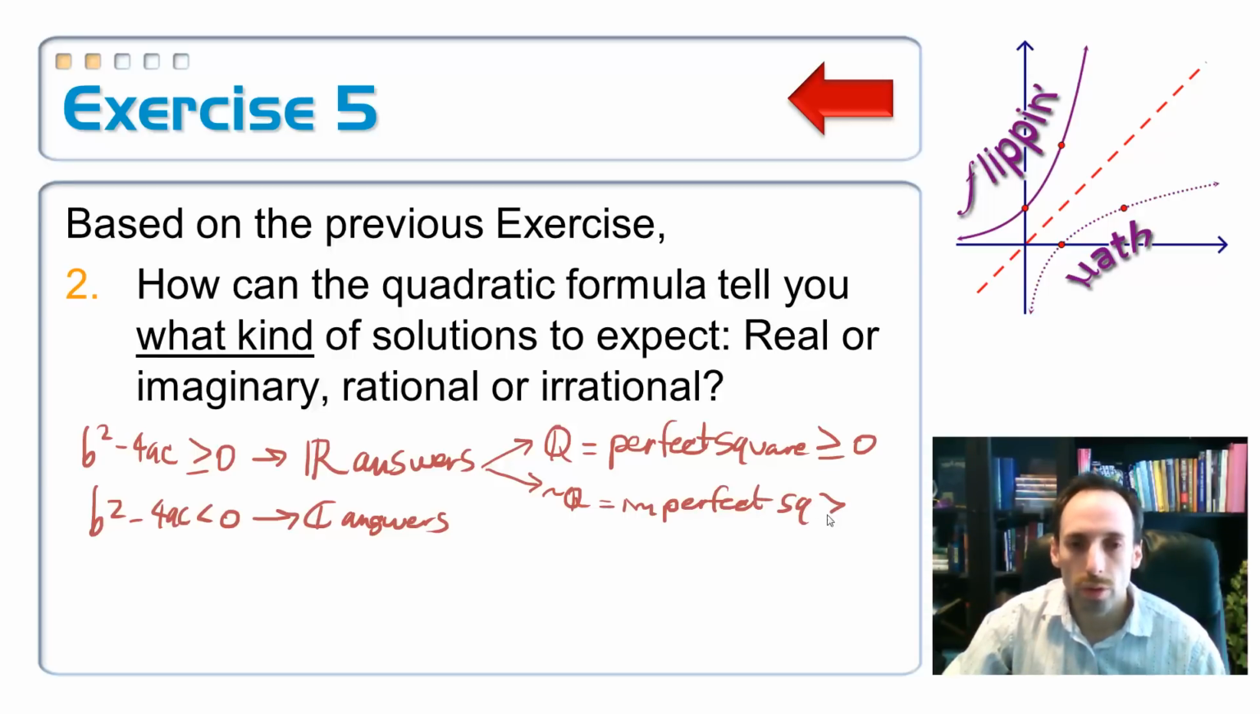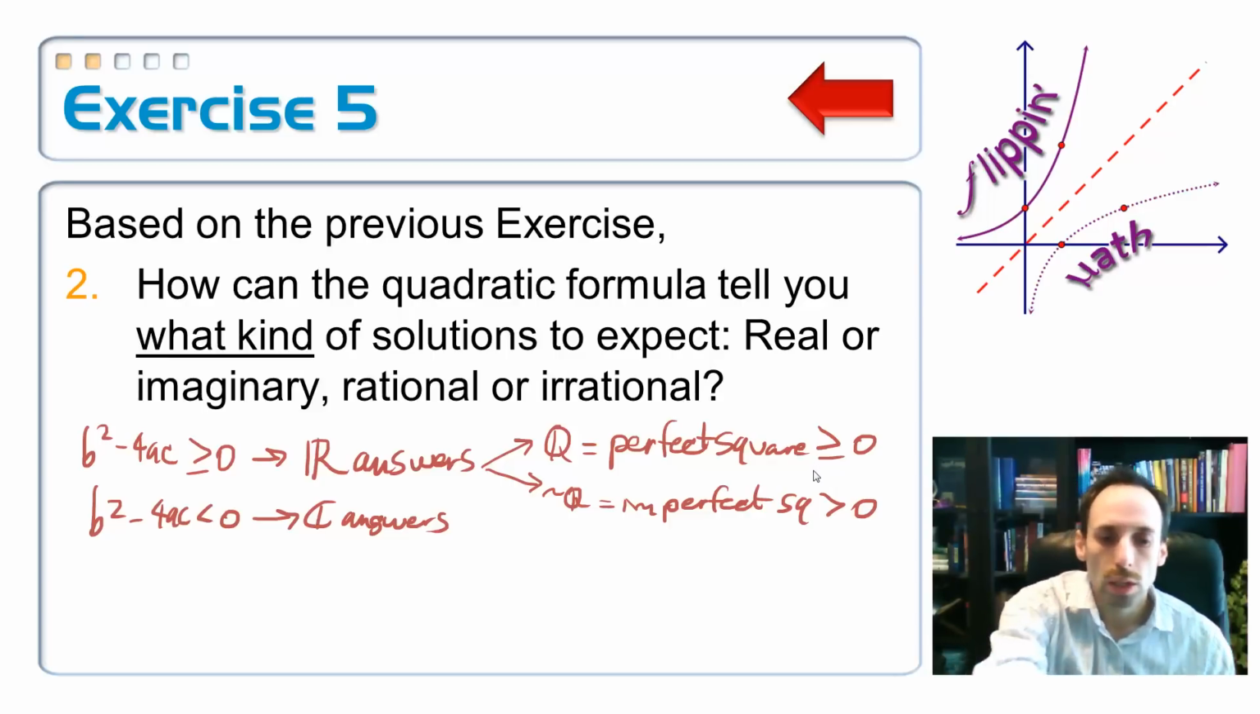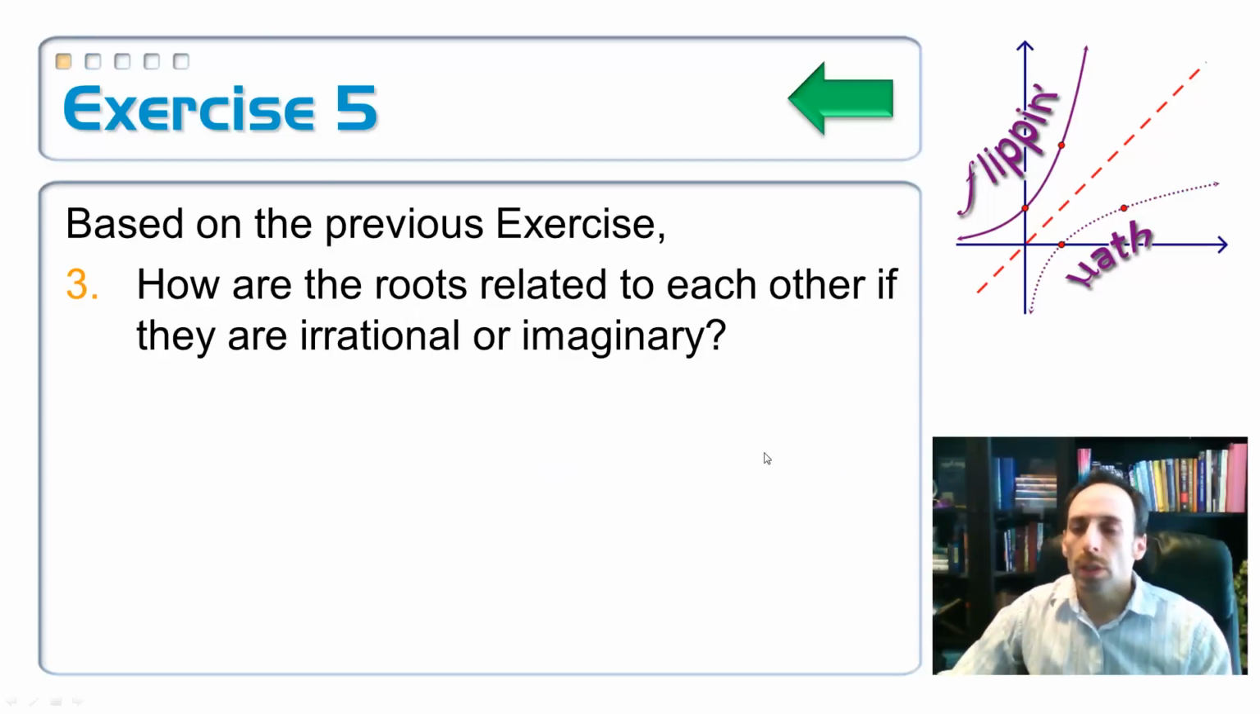An imperfect square that's greater than 0. I'm not going to say greater than or equal to 0, because if it was equal to 0, then they'd be rational again. Alright, last part of this one.